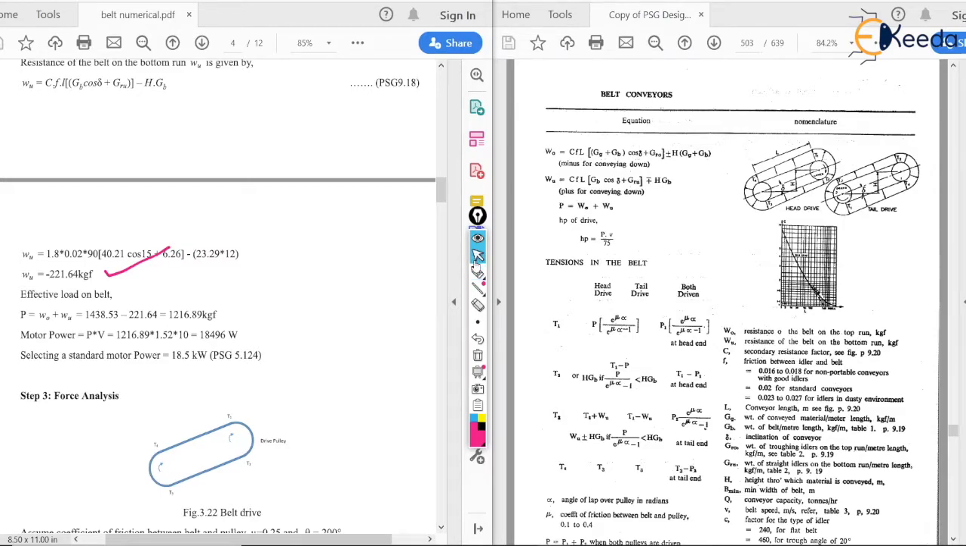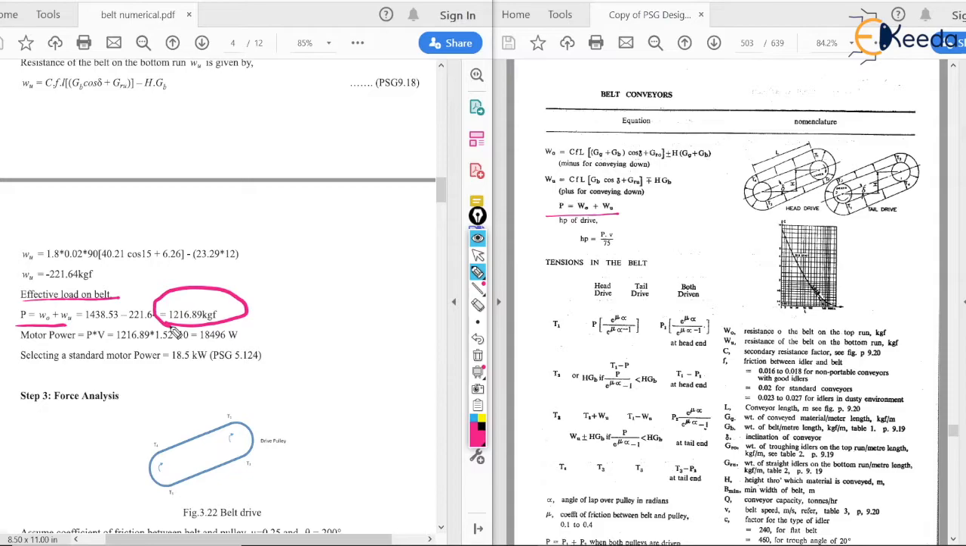Now we can calculate the effective load, which is the addition of these two. As you can see here in the PSG, the effective load is equal to WO plus WU. So similarly we are putting it here, effective load is equal to WO plus WU, which is equal to 1216.89 kgf. So this is the actual load that is on the belt.